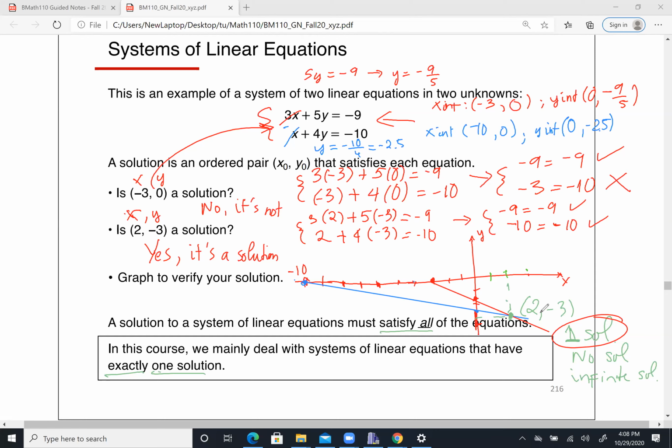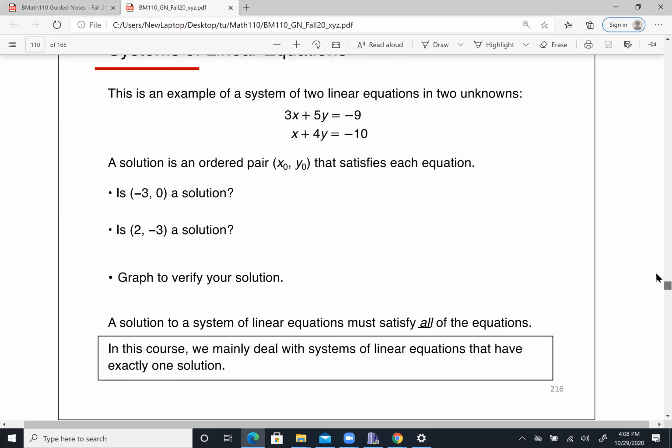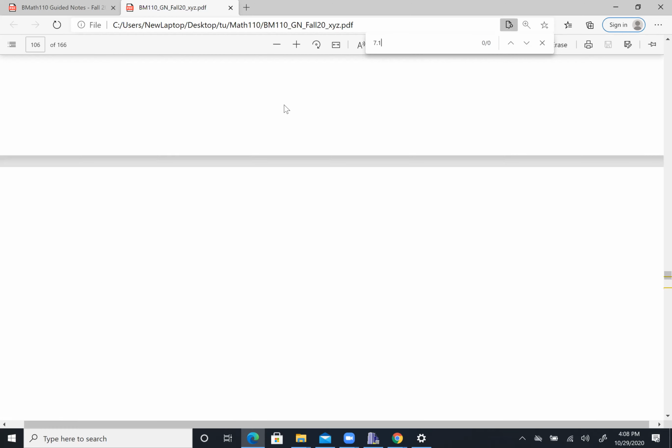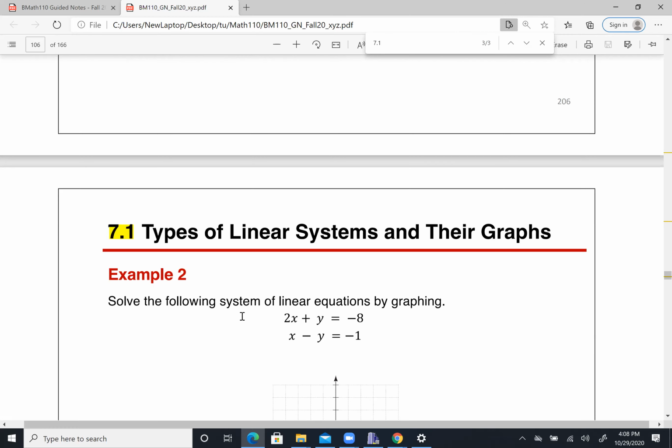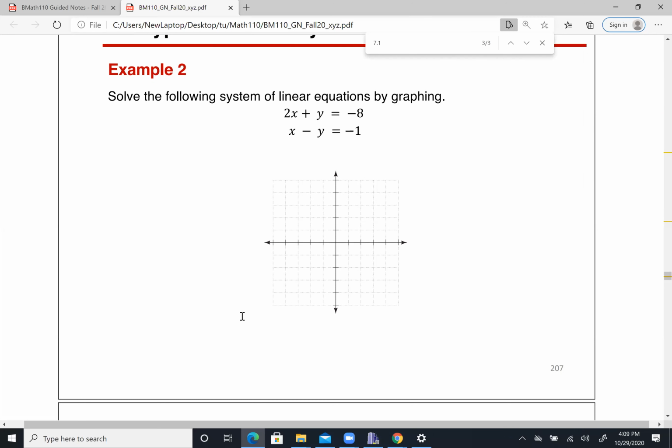Okay. So now let's delete this and move back to example 2. All right. So here is example 2. We're gonna try to solve the following system of linear equations by graphing.